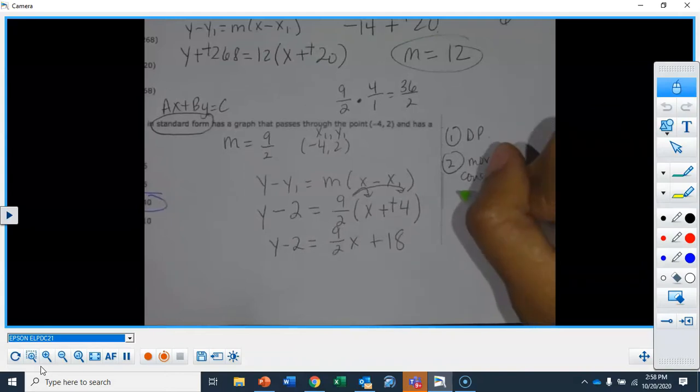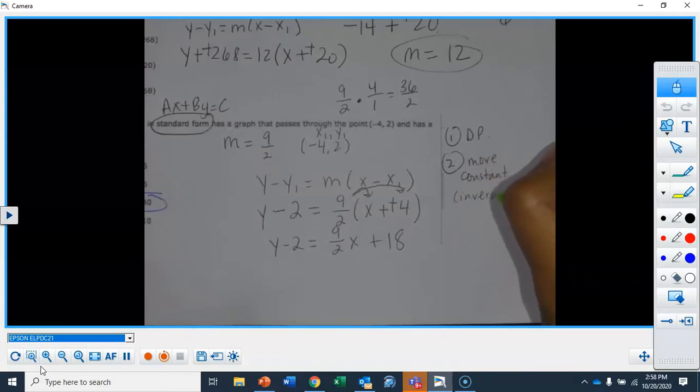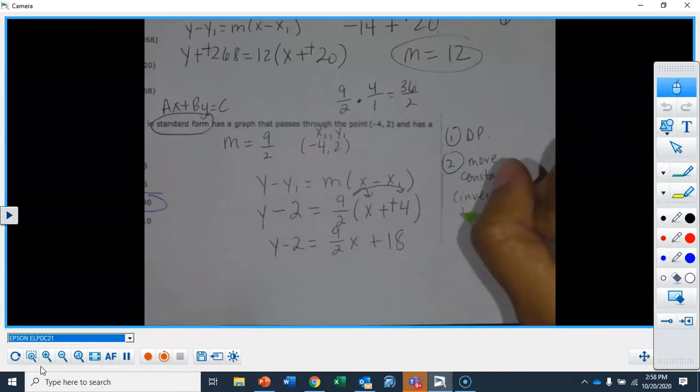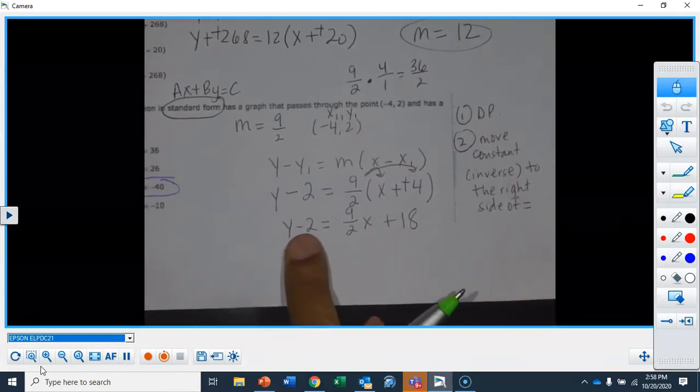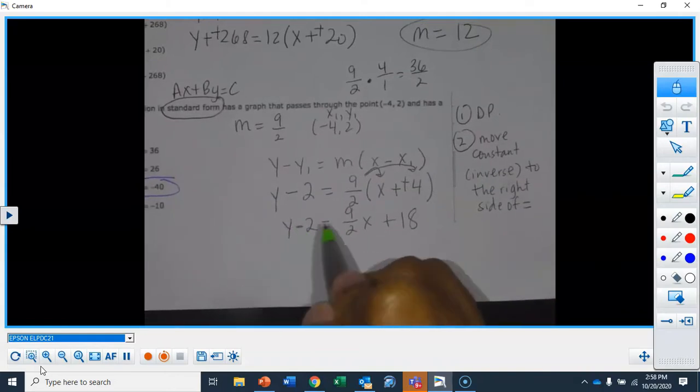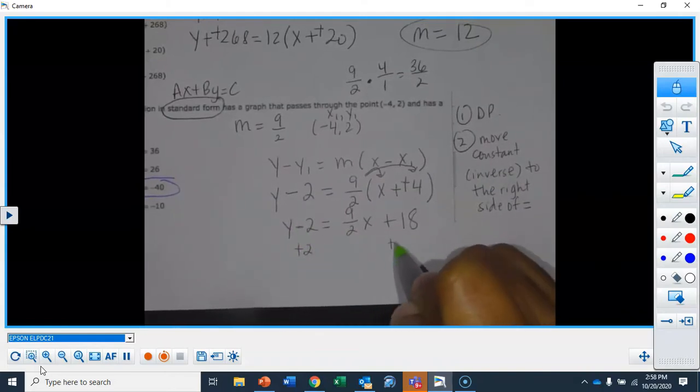Okay? So you got to do the inverse operation. We're just going to put inverse, okay? Move constant to the right of the equal sign, to the right side of equal, okay? So that means there's a minus 2 here. I'm going to change it to a plus 2, plus 2.